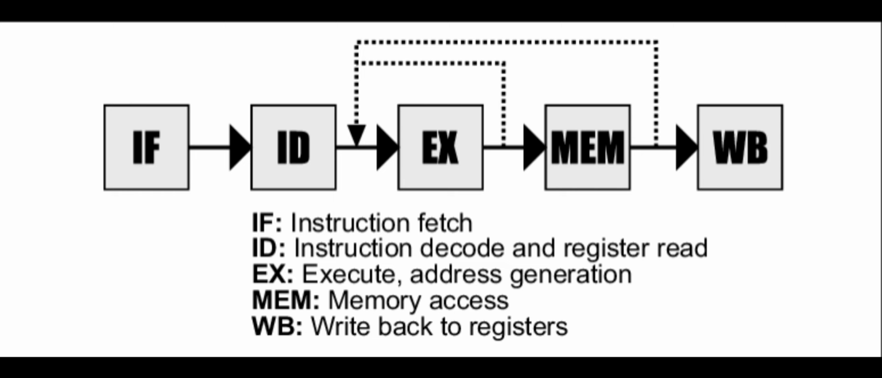Next we can see the 5 stages of the MIPS pipeline. First one is IF, instruction fetch. This is mainly used to read the instruction from the memory. Second one is ID, instruction decode or register fetch. This is used to decode the register and read the register value. Third one is execute, EX. Perform operations like addition, subtraction, or calculating addresses.